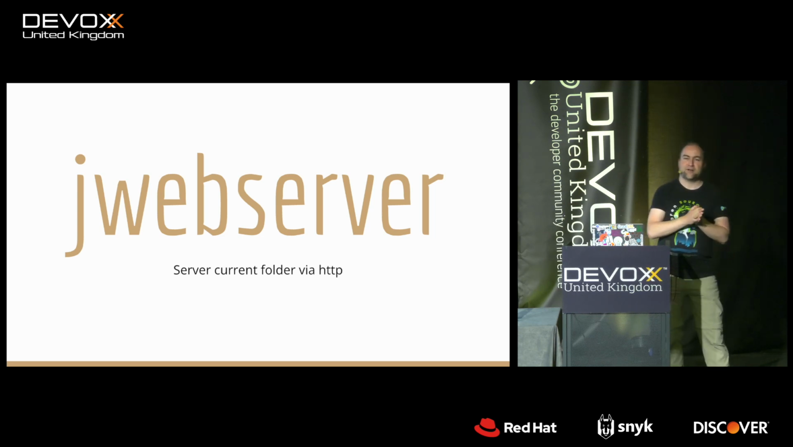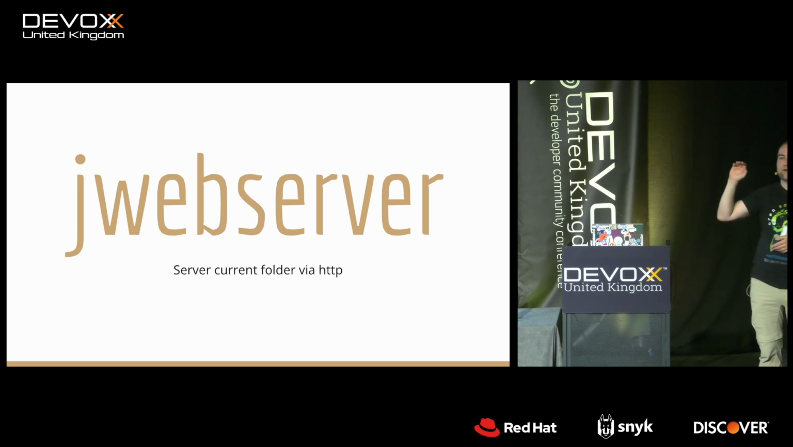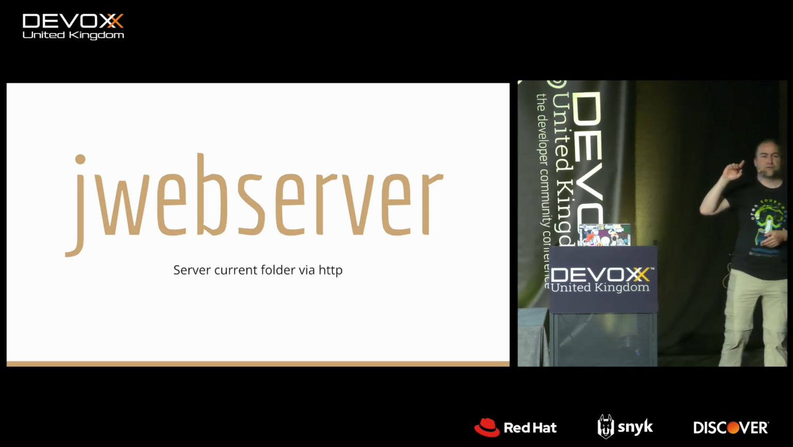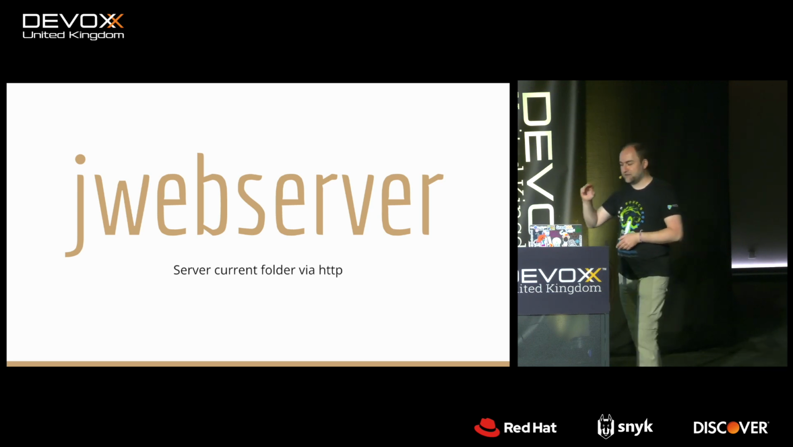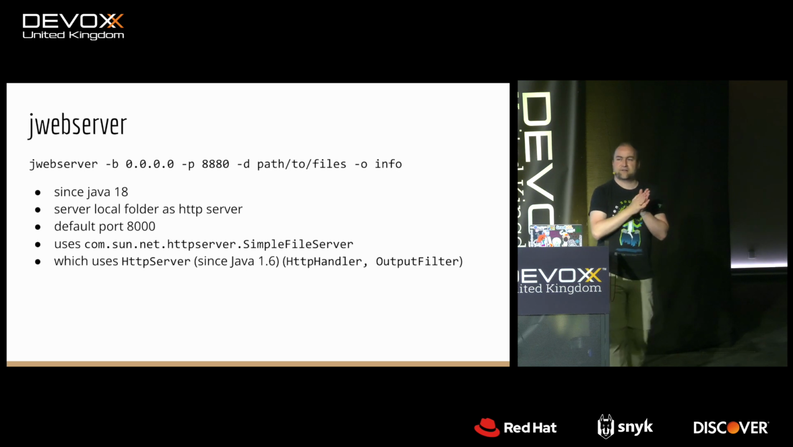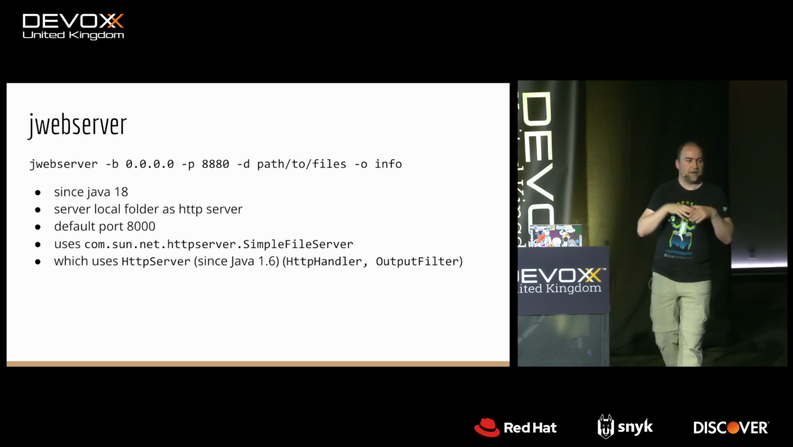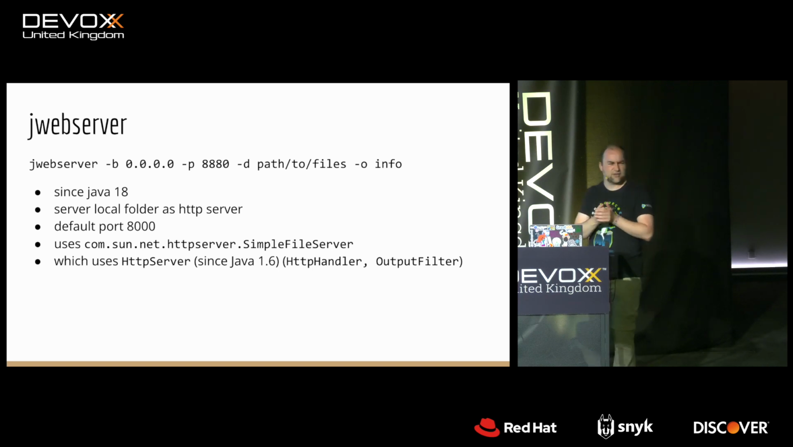Who of you has in the past used python -m http.server to serve local files in a directory? So some of you. Java can do this now as well. JWeb server is in there since Java 18. The underlying HTTP server infrastructure has been around, I think, since Java 14 or something like that.